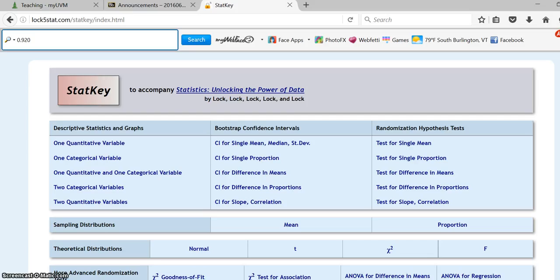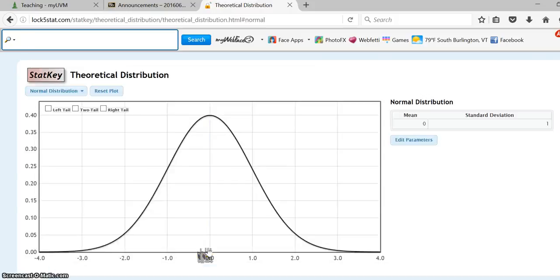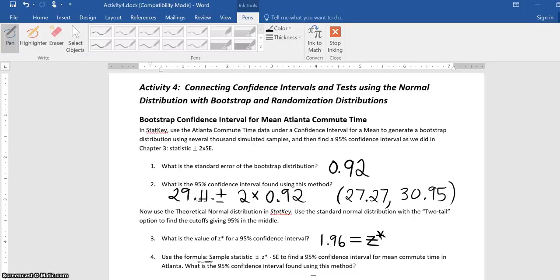Now to find z star, I go into the normal distribution. I make sure that the mean is 0 and the standard deviation is 1, which they are. That gives me the standard normal. And now I want to find the z star so that between negative z star and positive z star I have 95%. To do that I use the two-tail option, and I make sure I have 95% here in the middle, which I do. And then the z star value is going to be the cutoff down here on the bottom axis, 1.96. So for a 95% confidence interval, my z star is 1.96.